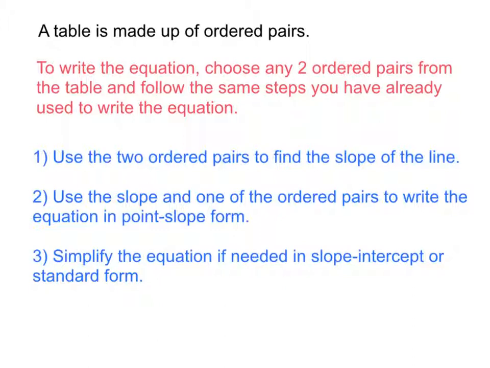you're going to use the two ordered pairs that you chose to find the slope of the line. You're going to be using the slope formula. Then you'll use the slope that you found in either one of the ordered pairs to write the equation in point-slope form. And then finally, you can simplify the equation if you need it in slope-intercept or standard form.